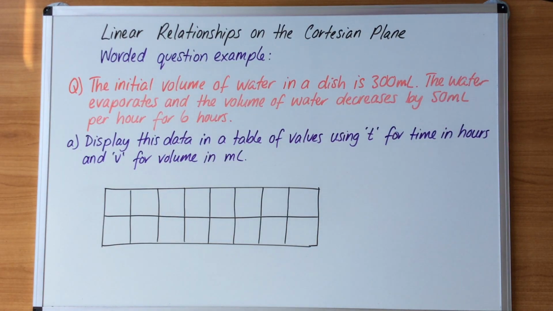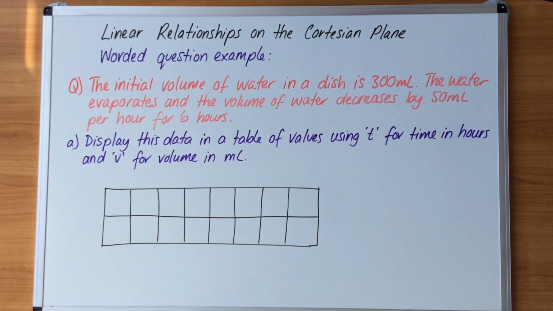Let's now focus on a worded question. It says the initial volume of water in a dish is 300 milliliters. The water evaporates and the volume of water decreases by 50 milliliters per hour for 6 hours. Part A, display this data in a table of values using T for time in hours and V for volume in milliliters.